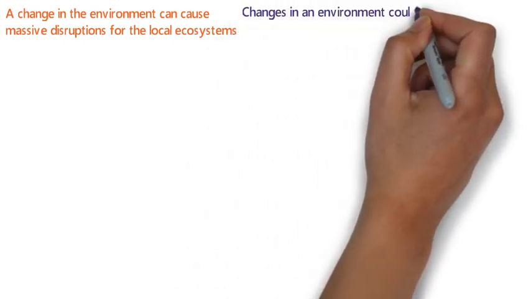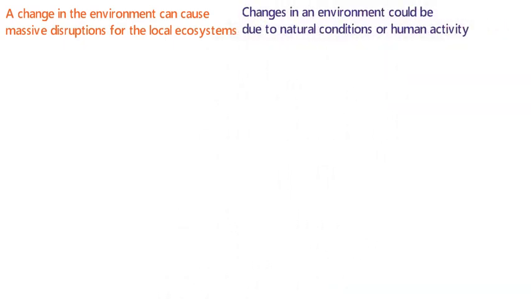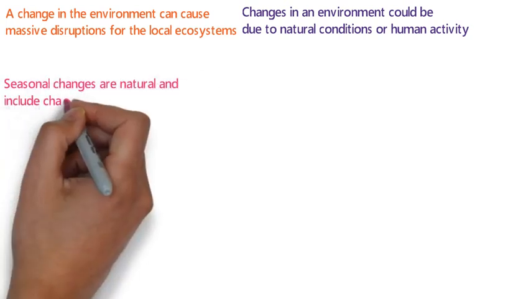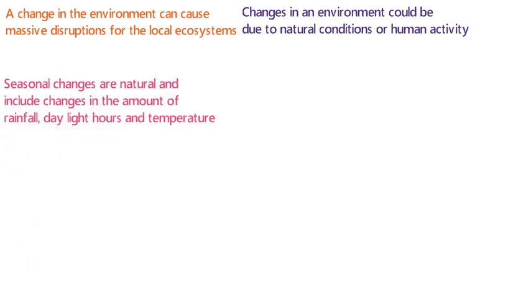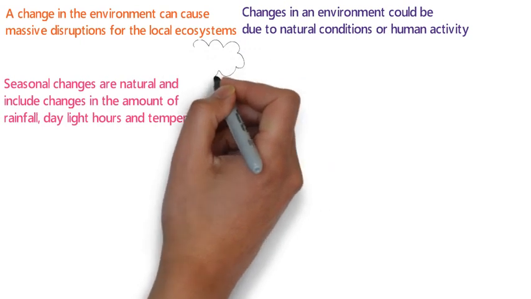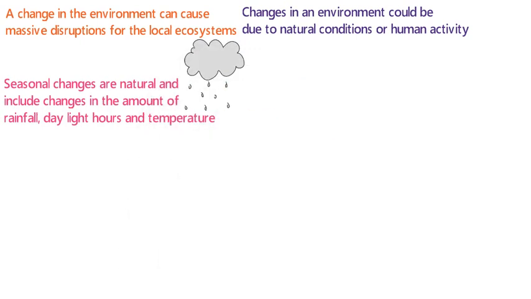A change in the environment can cause massive disruptions for the local ecosystems. The distribution of organisms is dependent on the conditions of the environment. Changes in an environment could be due to natural conditions or human activity. Seasonal changes are natural. Think about the UK. The amount of rainfall, daylight hours and temperature changes massively from each season to the next.